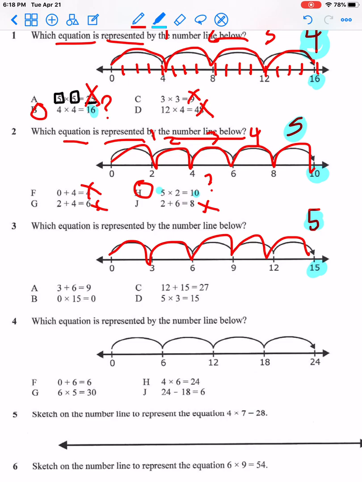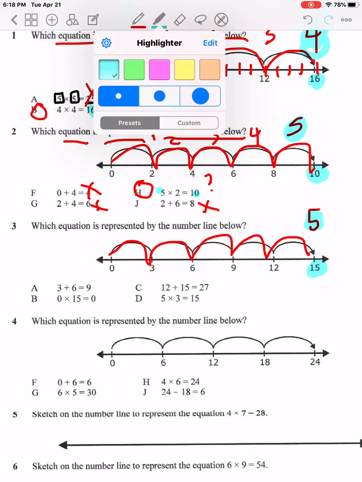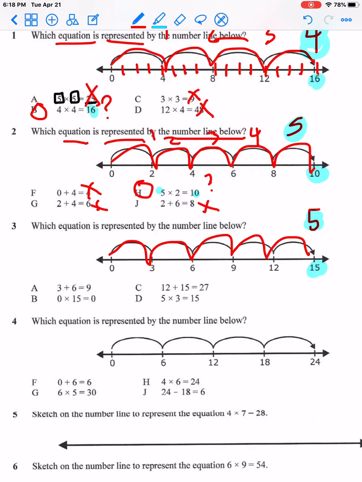Okay, let's look at answer choice A. 3 plus 6 equals 9. Yes, that's true, but that's not what I'm looking for. B. 0 times 15 equals 0. Nope, again, that one doesn't match. Letter C. 12 plus 15 equals 27. Nope, that is not right.